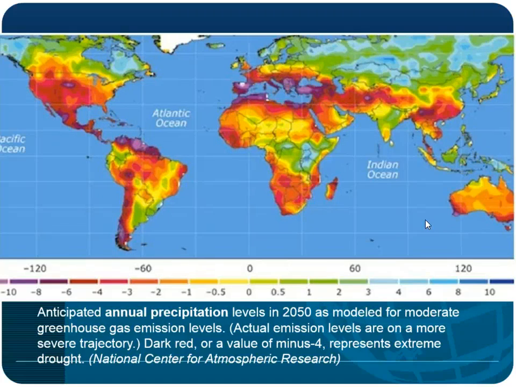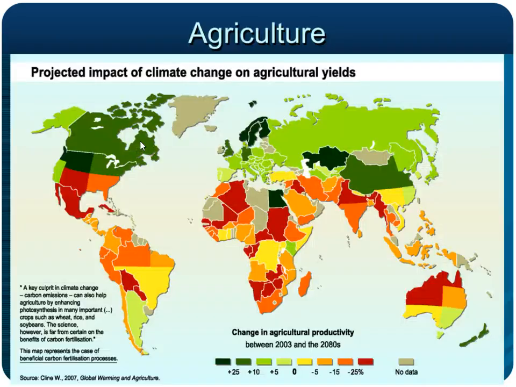Okay, so precipitation, that is going to change as well, all right? And so lots of places are going to become a whole lot drier than they were before. All of these things are going to have huge impacts on the agriculture, right?